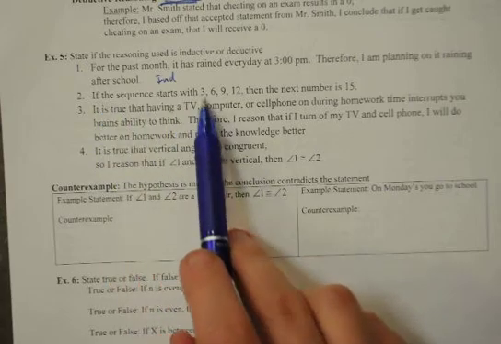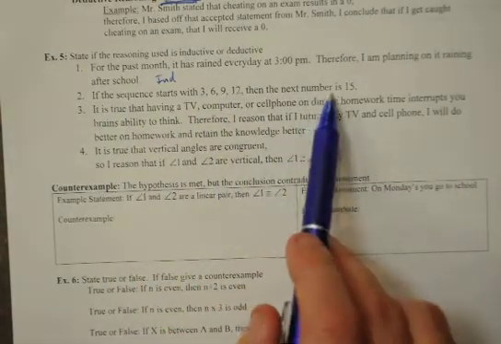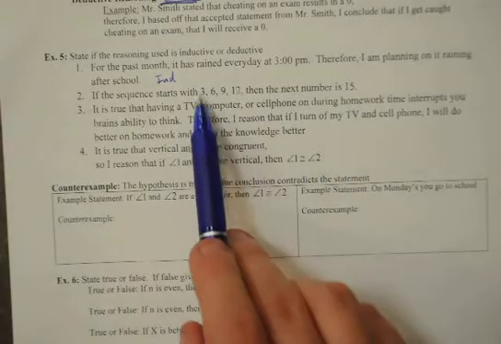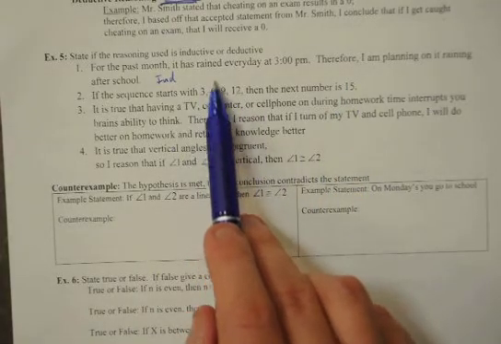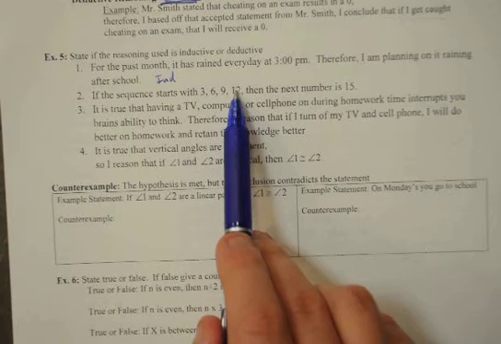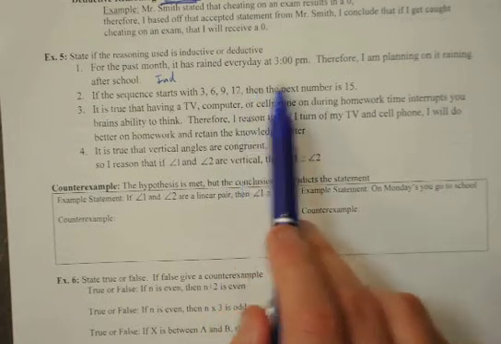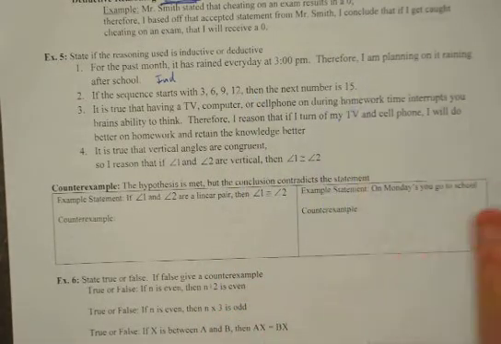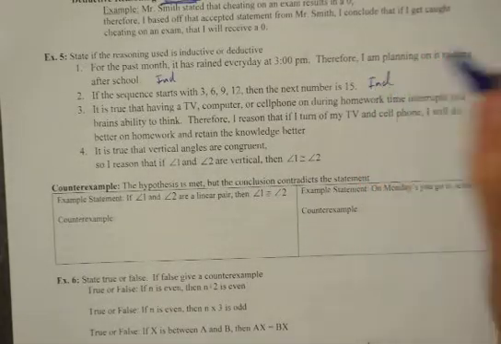If the sequence starts with 3, 6, 9, 12, then the next number is 15. Based off of the pattern of adding 3 here and adding 3 here and adding 3 here, to get to the next number, I think I'm going to have to add 3. That's inductive. Once again, I'm basing that off of a pattern.